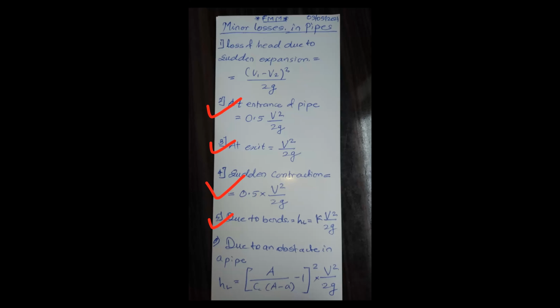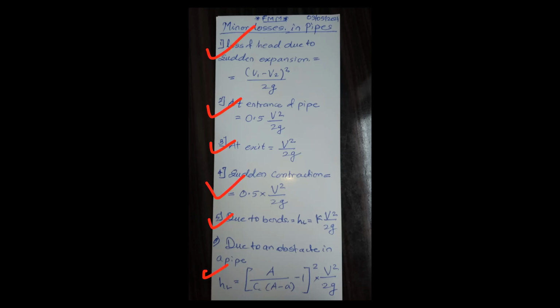Okay. And in the last case, if there is an obstacle in the pipe, what will happen with the head loss? That comes by this formula. So again, v square by 2g is same. Only the addition is area of the pipe divided by coefficient of contraction in bracket, area of the pipe minus area of that obstacle, minus 1 bracket square, multiplied by v square by 2g. So that is for the head loss due to obstacle in the pipe.